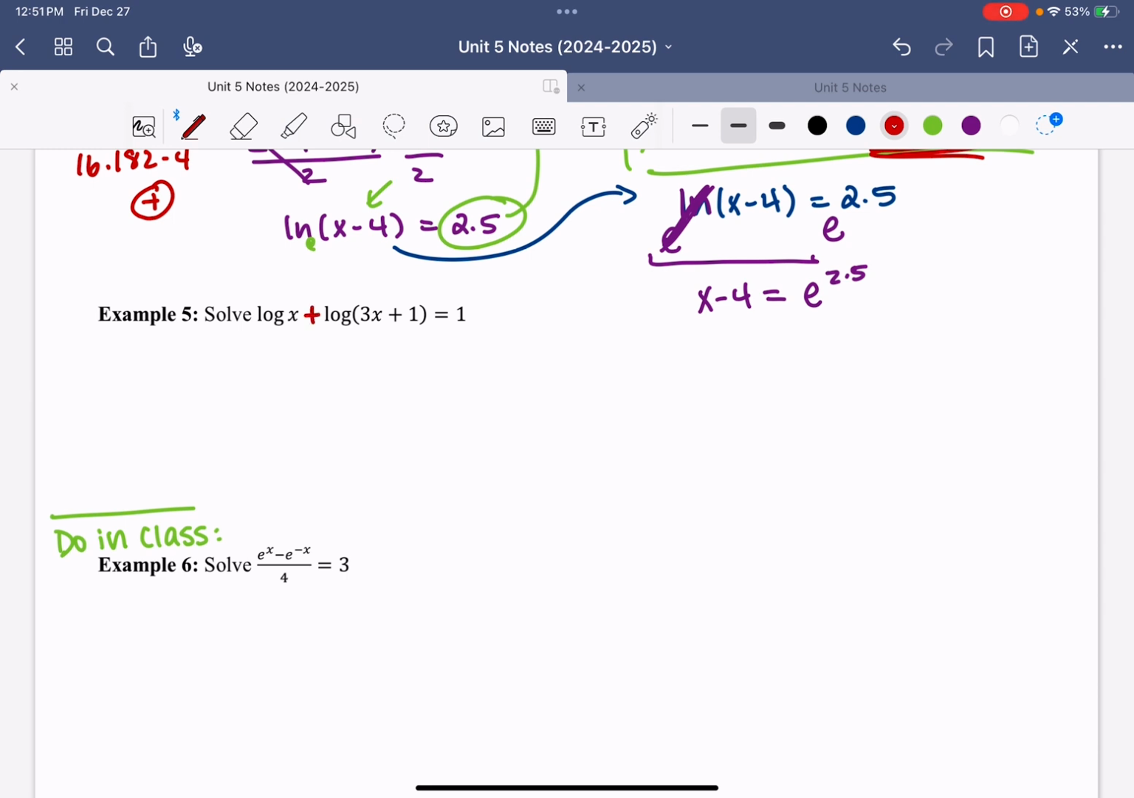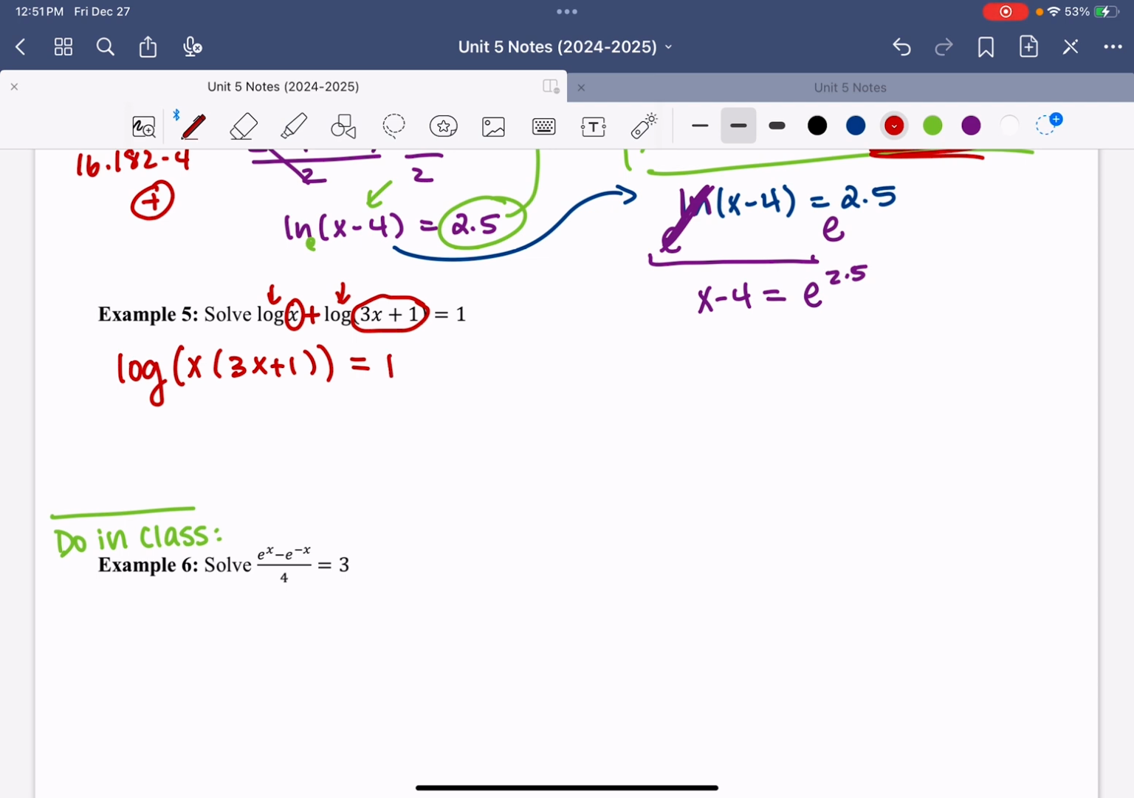So I see that the logarithms have addition in between them, and they both have the same base, so they're both base 10. So I'm going to take their arguments and multiply them. I'm going to rewrite this as log base 10 of x times 3x plus 1.